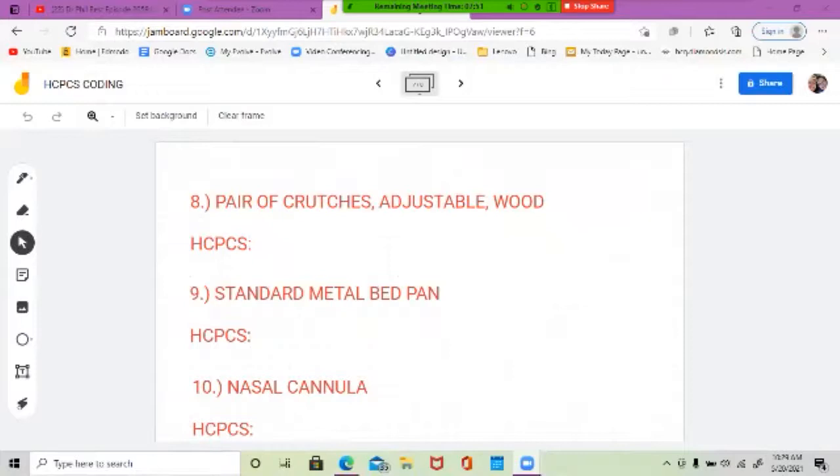Miss Roslyn, Lariana. Okay, y'all listen to me. Number 9 is a standard metal bedpan. I want Miss Roblin, Rhonda, Lariana, and Miss Kelly to look up that one. The rest of y'all look up number 10, nasal cannula. K0275.